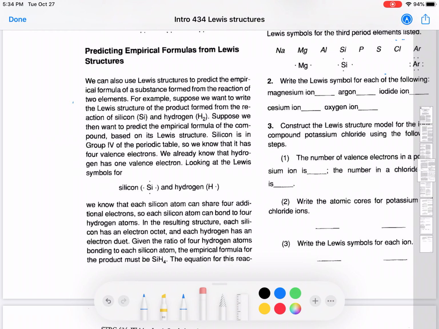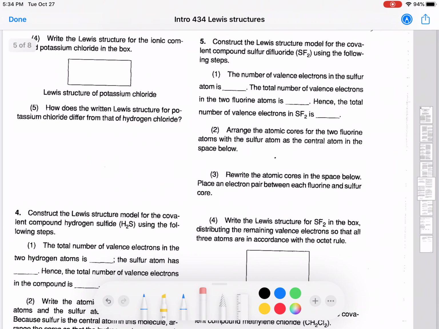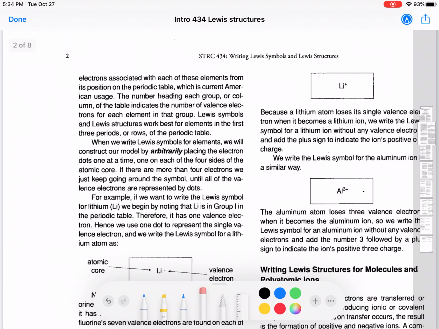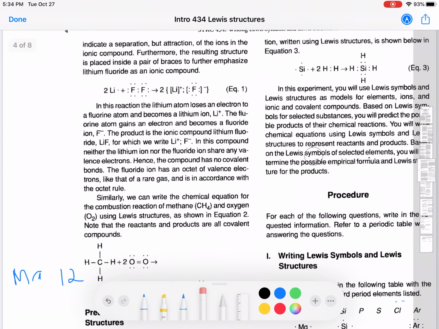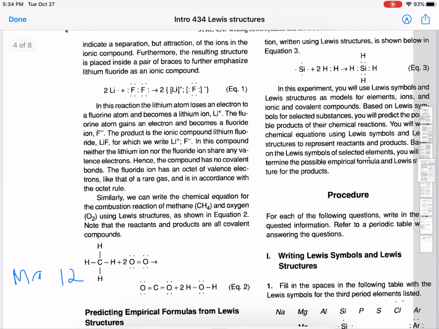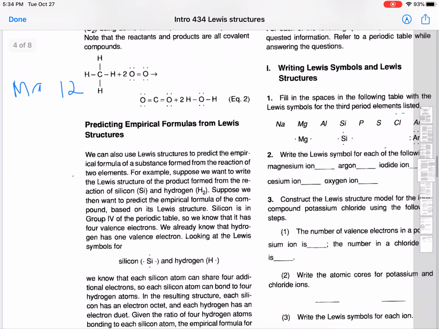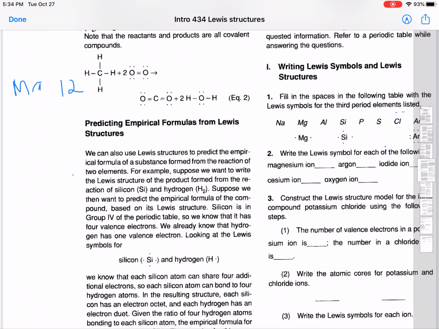And then construct the Lewis structure model for the following compounds. Construct the Lewis structure model for the ionic compound potassium chloride using the following steps. Okay, so it is asking the number of valence electrons in potassium.